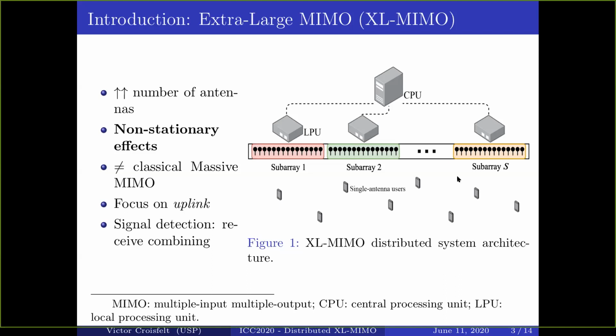So here is the system architecture that we are adopting, in which we have a very large uniform linear array divided into fixed and smaller arrays called subarrays. Each subarray has its own LPU, and the control and exchange of information is carried out by a CPU.